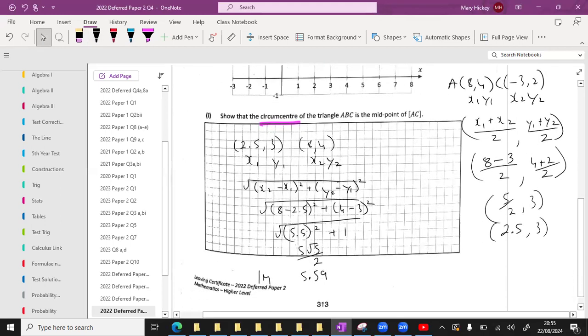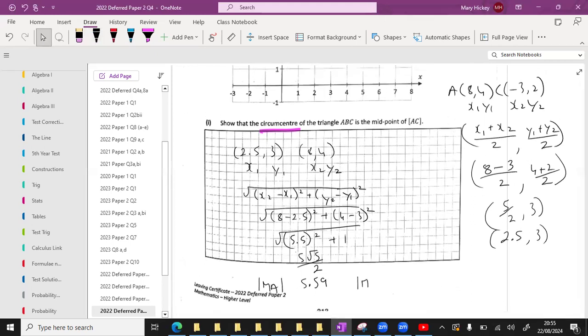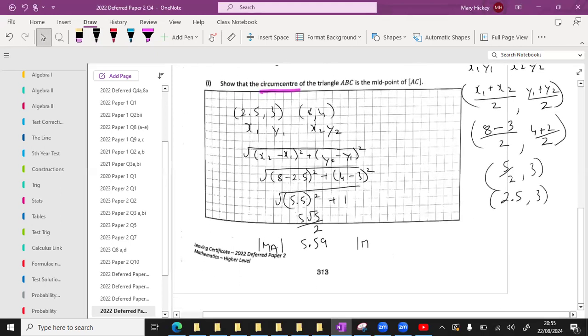That is the distance from M over as far as A. Now, we can automatically assume M to the other side, which is C, is also 5.59. And the reason I'm allowed to assume that is because M is the midpoint between them. So obviously if it's in the middle, on either side we have the same distance. But the key element is, is the 2.5, 3 also 5.59 from the remaining coordinate?